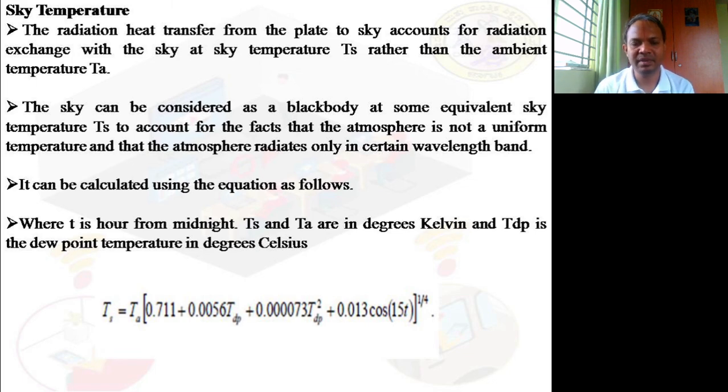Dew point temperature is different from the dry bulb temperature. There are different types of temperatures measured. One is the dry bulb temperature and the wet bulb temperature. Similarly, we also have the dew point temperature, which we are considering for the calculation of the sky temperature.